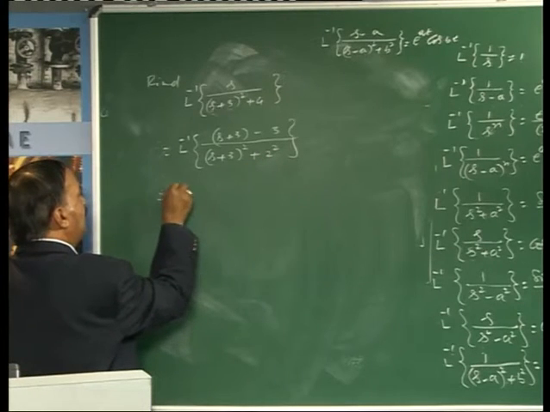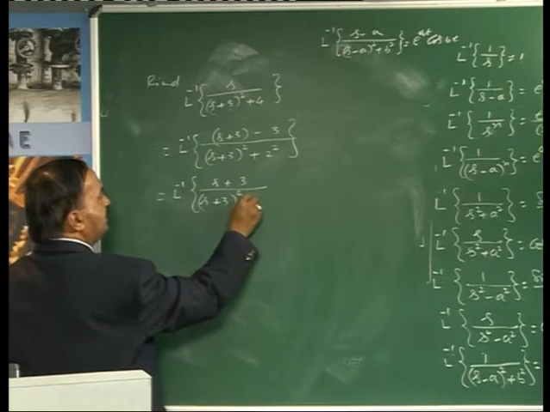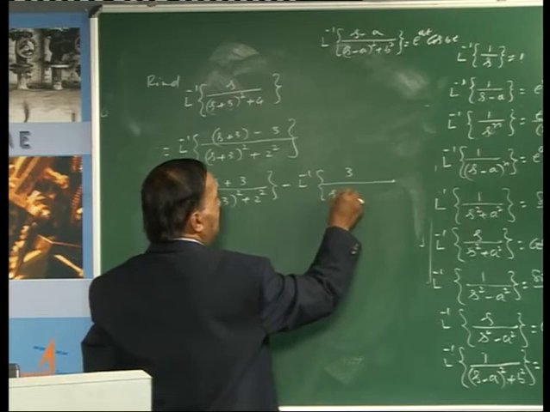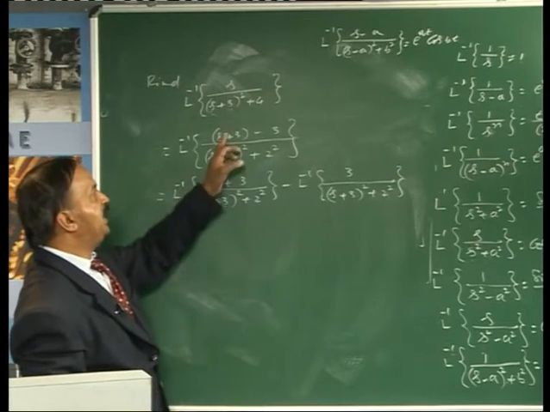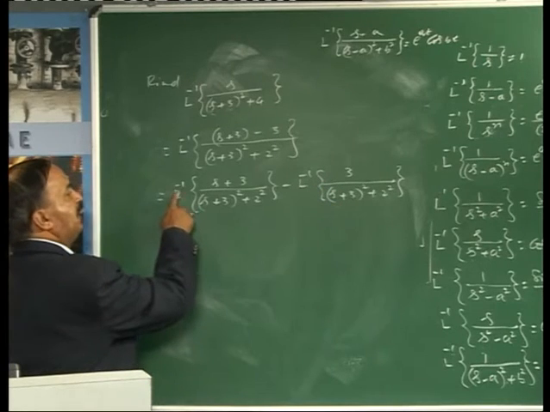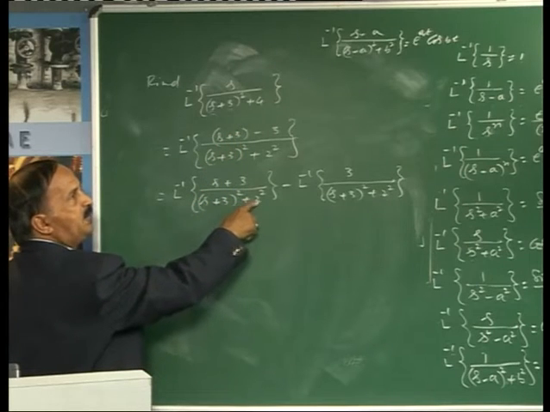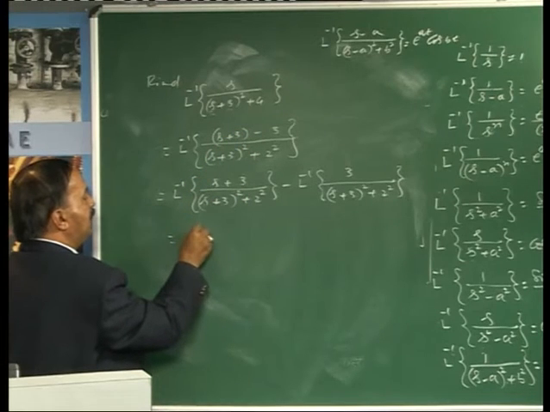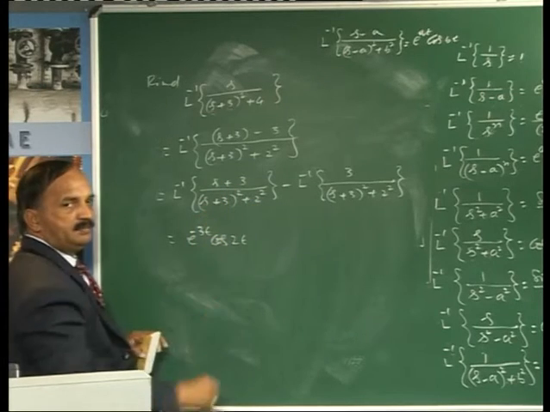And separate these two: L inverse of (s plus 3) divided by (s plus 3) whole square plus 2 square, minus L inverse of 3 divided by (s plus 3) whole square plus 2 square. By separating these two, this divided by the denominator, again minus 3 divided by the denominator. Now it is of the form L inverse of (s minus a) by (s minus a) whole square plus b square. Put a is equal to minus 3. You will get e to the power of minus 3t into cos bt, that means cos 2t. This is b, a is minus 3.